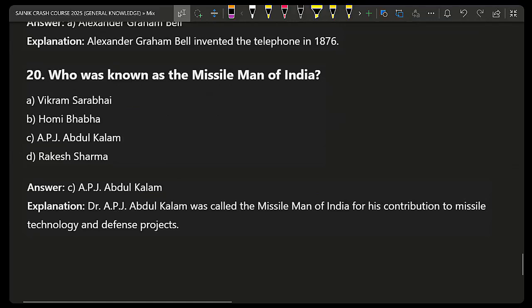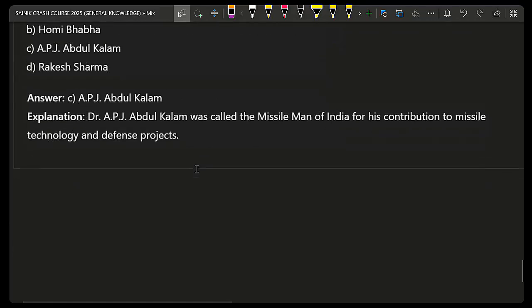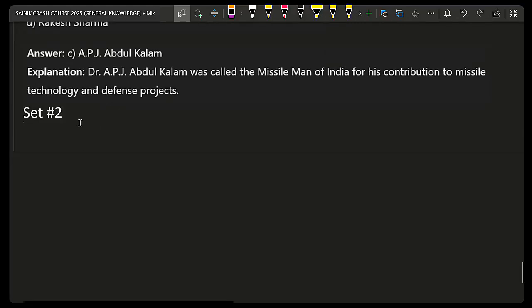Okay, let us increase the difficulty a little bit, and the next second set starts from the first question again. Let's say set 2. Set number 2, first question.